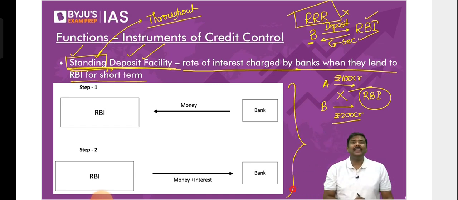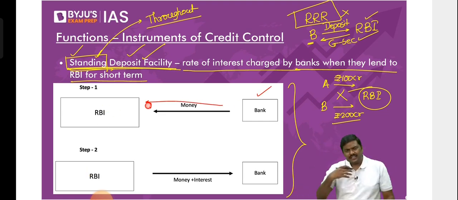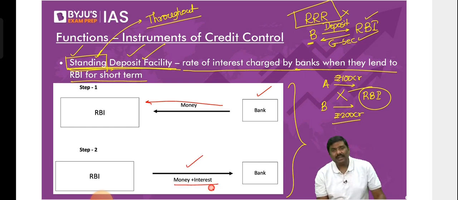Now look at the standing deposit facility. Look at the example of standing deposit facility. Here is Reserve Bank of India and here is a bank. The bank will deposit the money with RBI, and let's say after 1 day, 7 days, 14 days, etc., RBI will provide the money along with the interest to the bank.